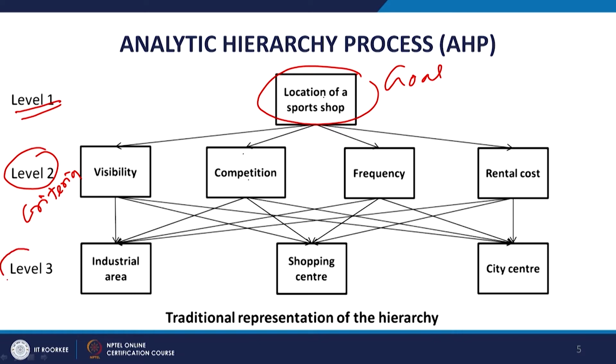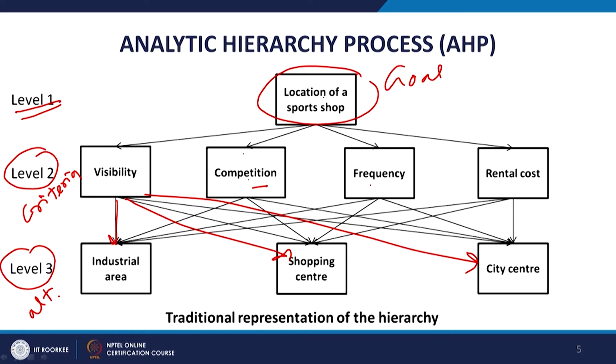Now, in the third level we have the alternatives. Here you would see the 3 alternatives that we have named, and if you look at the number of arrows emanating from the criteria to the alternatives, for visibility, 3 arrows are going out for these 3 alternatives: 1, then 2, and then 3. Similarly for competition, similarly for frequency and similarly for rental cost. So, these 3 alternatives are going to be compared with respect to each of these criteria.